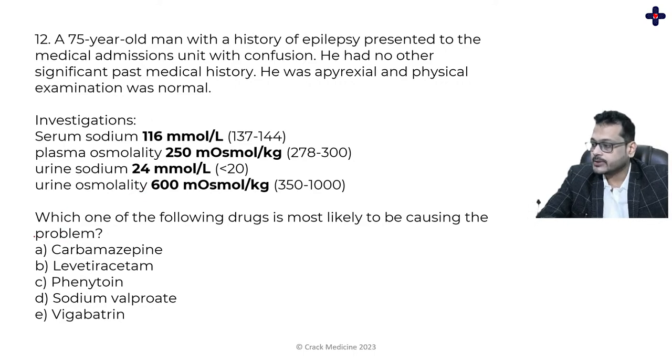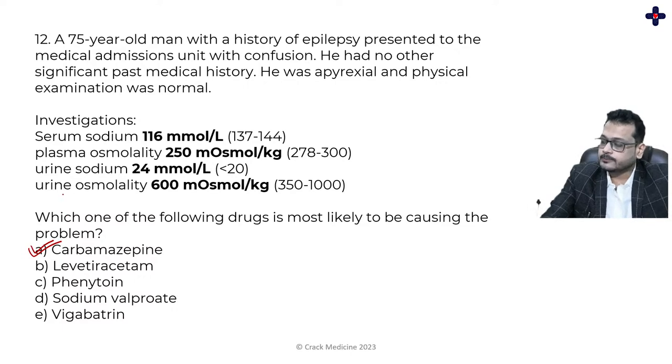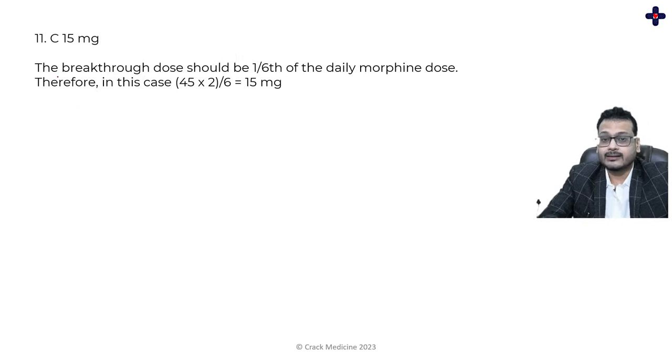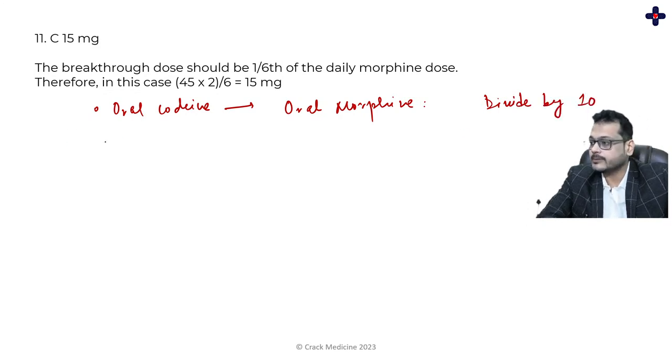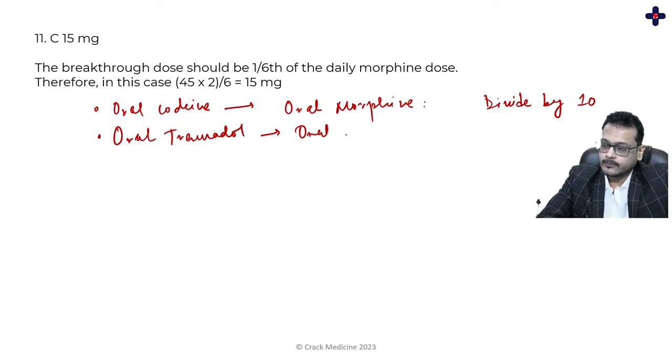All right, the right answer to this question is carbamazepine, right? Now, before we jump on to this question, there are certain other things that I want to tell you over here, right? There are certain other conversions that I think you should know. So for example, if we are converting oral codeine to oral morphine, right, guys, what is the multiplication factor? You have to basically divide by 10. Okay, it is divisible by 10. Don't worry, guys, I'll be posting the PDF of this session lecture on our website. You can go and download it freely from that. If you are converting from oral tramadol to oral morphine, notice the conversion, guys. You have to divide by 5.